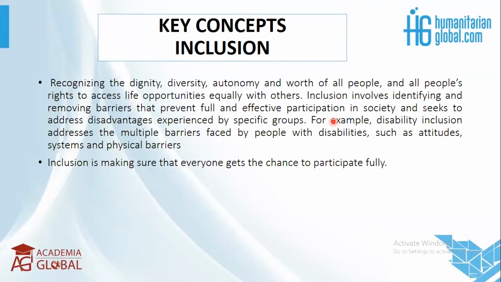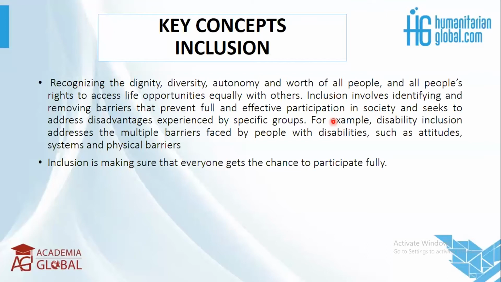So inclusion involves identifying and removing barriers. We will look at these barriers in the next slide and coming slides. For you to really embrace inclusion, you need to identify barriers and make sure that you're removing the barriers that prevent people from effective participation in society. So you are able to identify different kinds of barriers, and then you remove them so that people are able to participate fully, people are able to access services.